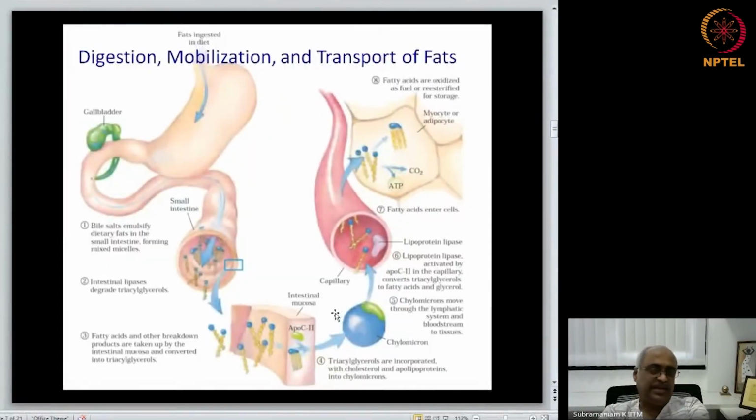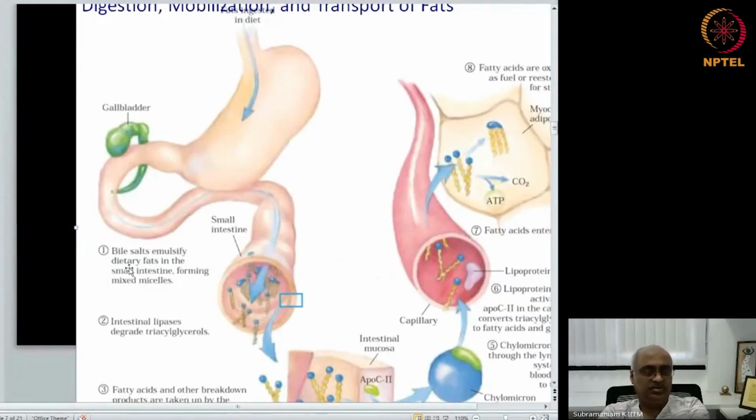So this outlines the digestion and absorption of fat. The first thing I told you is the emulsification. So bile salts. These bile salts are produced by the liver from cholesterol, and they are stored in the gallbladder, which is attached to the small intestine right after the stomach. And when a fatty meal comes in, this gallbladder releases these bile salts into the intestine where they emulsify.